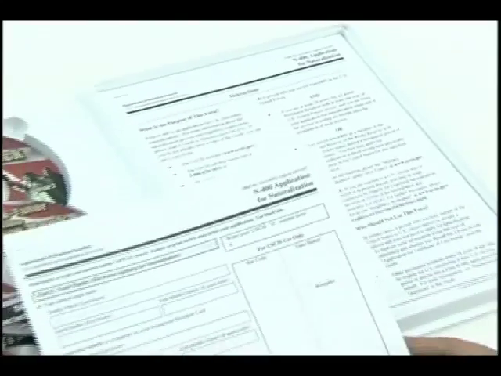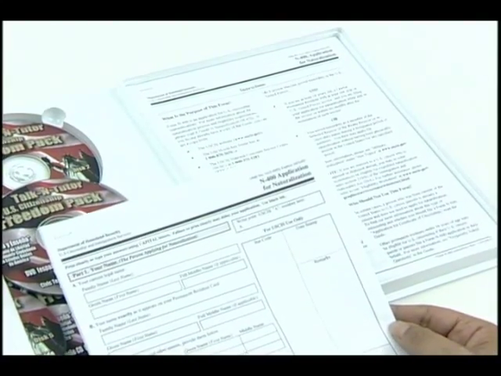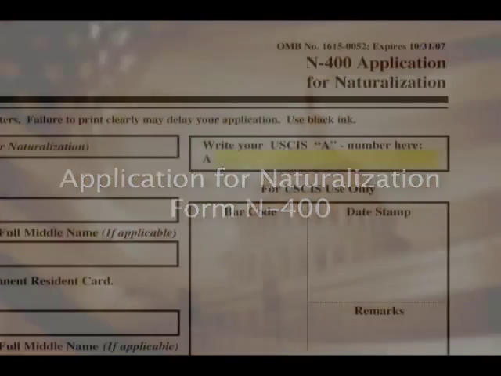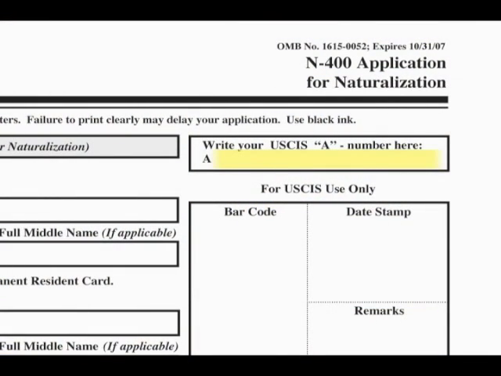The first step is to complete your application for naturalization form N-400, included in your packet. Write your USCIS or former INS alien registration number, or A number, on the top right-hand corner of each page. Your A number is listed on your permanent resident card and will consist of 7 to 9 numbers, depending on when your record was created. If the A number contains fewer than 9 numbers, place enough zeros before the first number to make 9 numbers on the application. Here's an example.